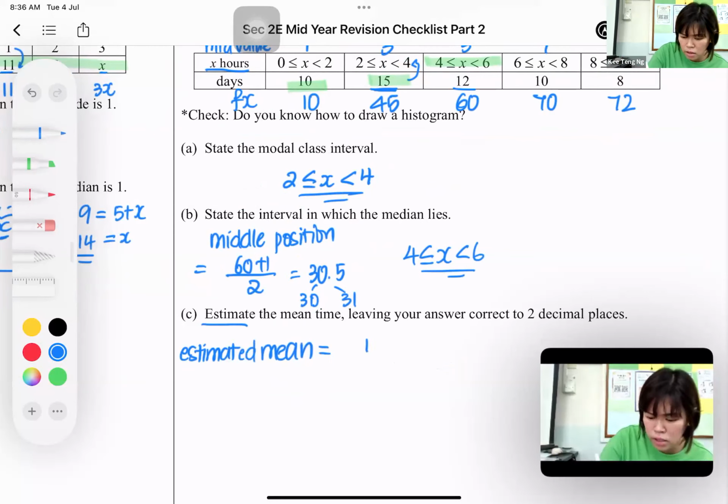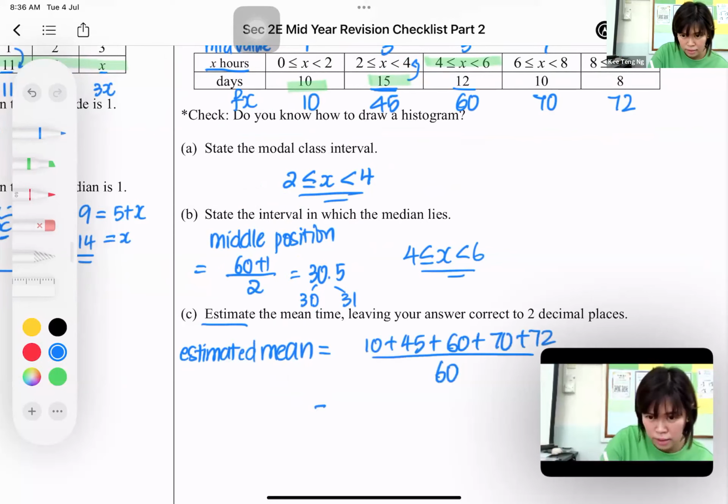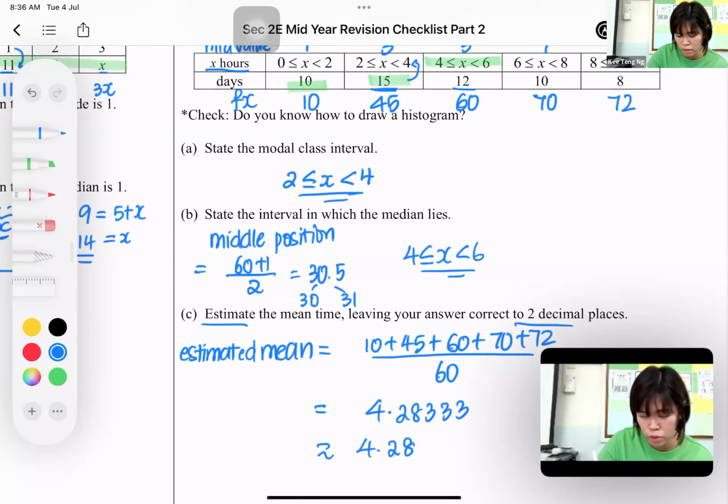That will be 10 plus 45 plus 60 plus 70 plus 72 divided by my total frequency, 60. And that gives me 4.28333. Okay, the question says 2 decimal places, so 4.28 will be the answer. All right, have you gotten the answer?